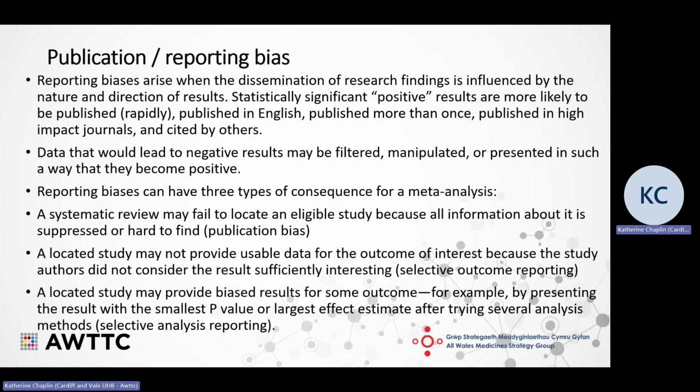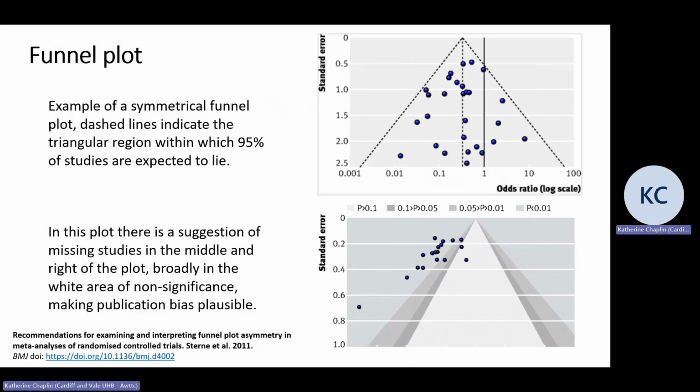These biases are called funnel plot asymmetry, if statistically significant results suggesting a beneficial effect are more likely to be published than non-significant results. An example of a symmetrical funnel plot is shown at the top of this slide. The outer dashed lines indicate the triangular region within which 95% of studies are expected to lie in the absence of biases and heterogeneity. The solid line corresponds to the no intervention line.